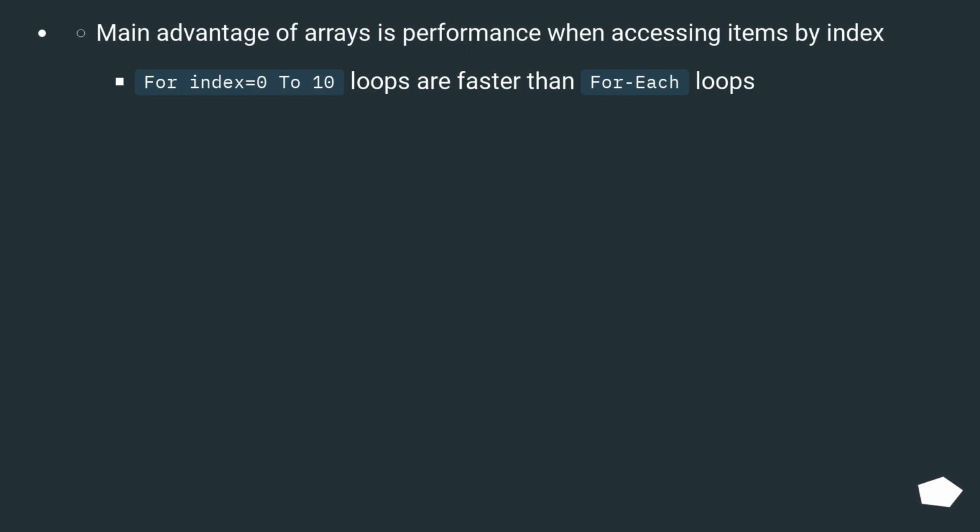The main advantage of arrays is performance when accessing items by index. For index = 0 to 10 loops are faster than For Each loops.